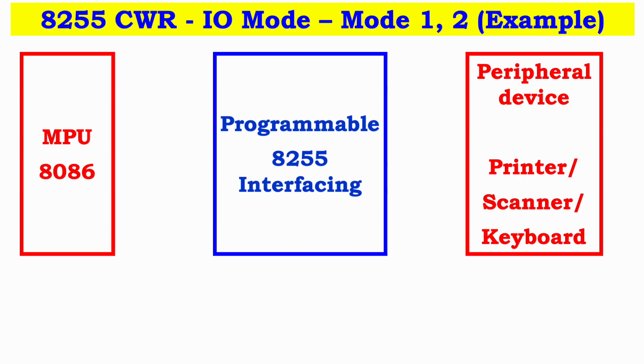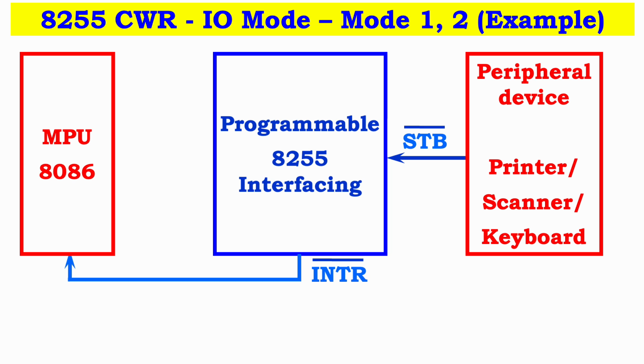Now let us see an example for mode 1 and mode 2 operation. Before going to the example, let us understand what mode 1 and mode 2 operation is, in I/O mode. In mode 1 and mode 2 operation, the 8255 uses handshake signals. Just as a friend helps us whenever required, the handshake signals in mode 1 and mode 2 help the peripheral device transfer data to the processor via the 8255 by using the strobe signal. This is called a handshake signal.